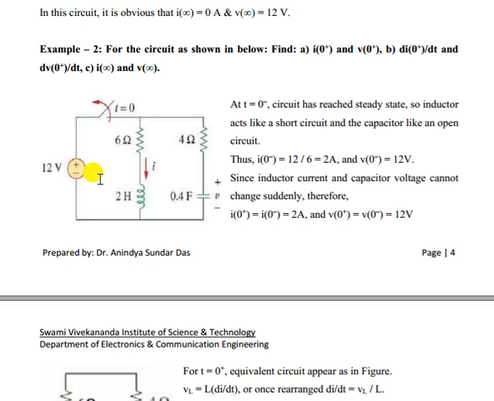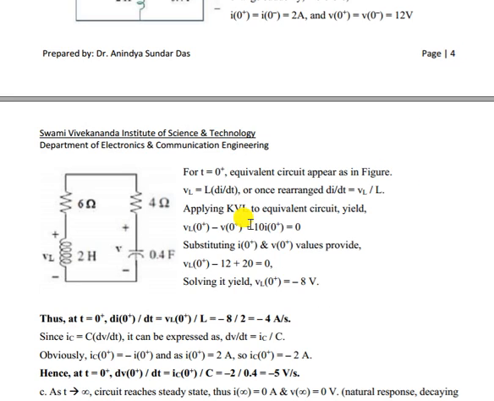And what is the voltage across this capacitor? That is nothing but 12 volt, because these three are in parallel connection. So again we can write I(0+) equal to I(0-) equal to 2 amp, and V(0+) equal to V(0-) equal to 12 volt.